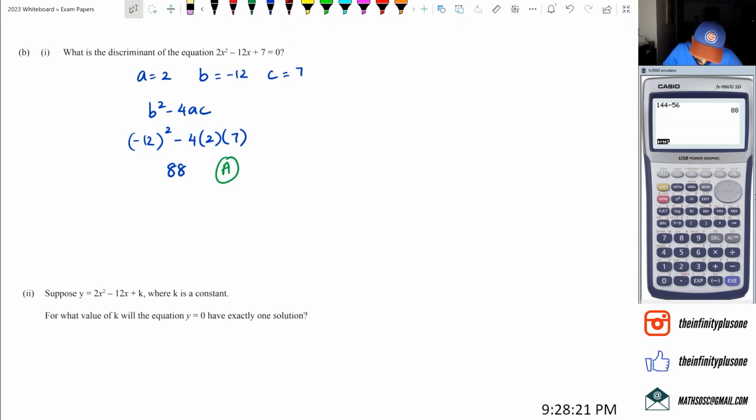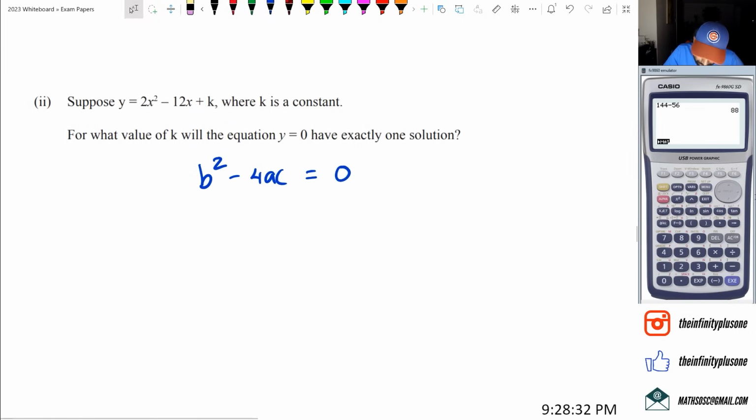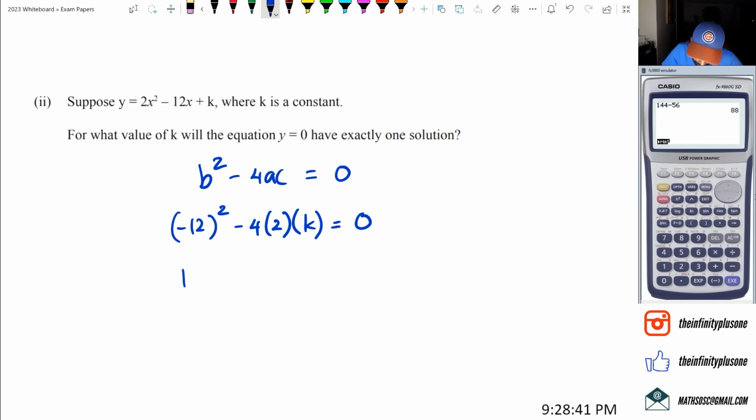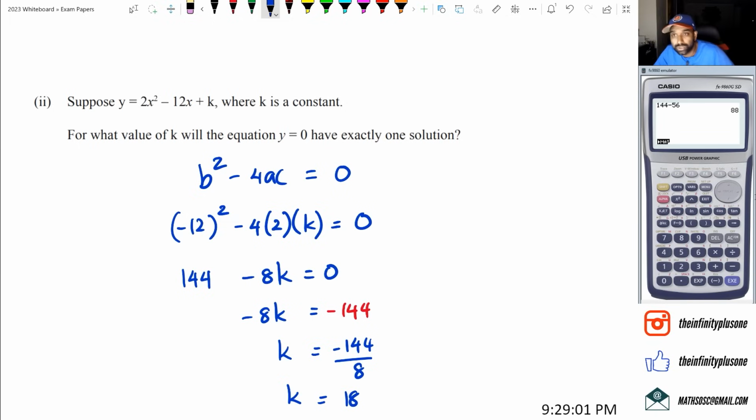All right, so for part B, we know that if it's 1 solution, then b squared minus 4ac is equal to 0. So that's what it means for 1 solution. So we've got negative 12 squared minus 4 times 2 times k equals 0. So we've got 144 minus 8k is equal to 0. And then negative 8k is equal to negative 144. And our k value is going to be negative 144 divided by negative 8. Therefore, k is equal to 18.